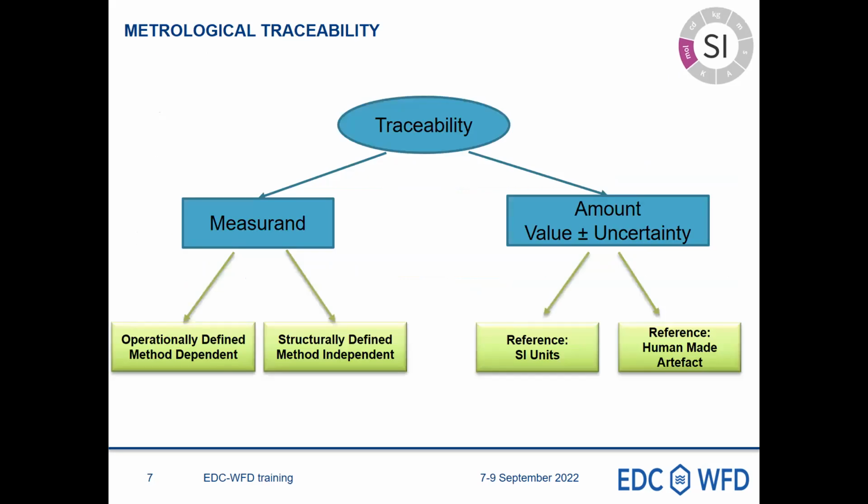Just reminders: for traceability, you have to define the measurand. It could be an operationally defined, method-dependent measurand or a structurally defined, method-independent one. And traceability is also linked to a quantity value, so a value plus an uncertainty associated with this value, that should be linked to a reference, which could be SI units or a human-made artifact.